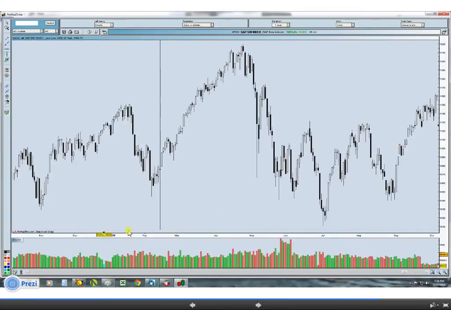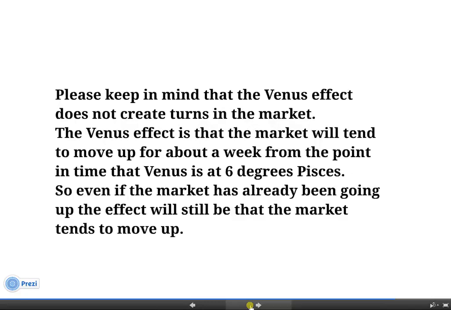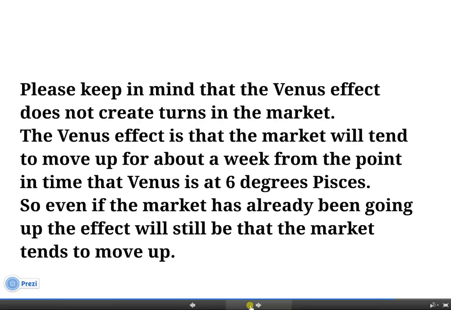And we see 2010 right here, the market was starting to move up here, and it continued to move up for approximately a week or so. Please keep in mind that the Venus effect does not create turns in the market. This isn't a turn forecaster. The Venus effect is that the market will tend to move up for about a week from the point in time that Venus is at 6 degrees Pisces.